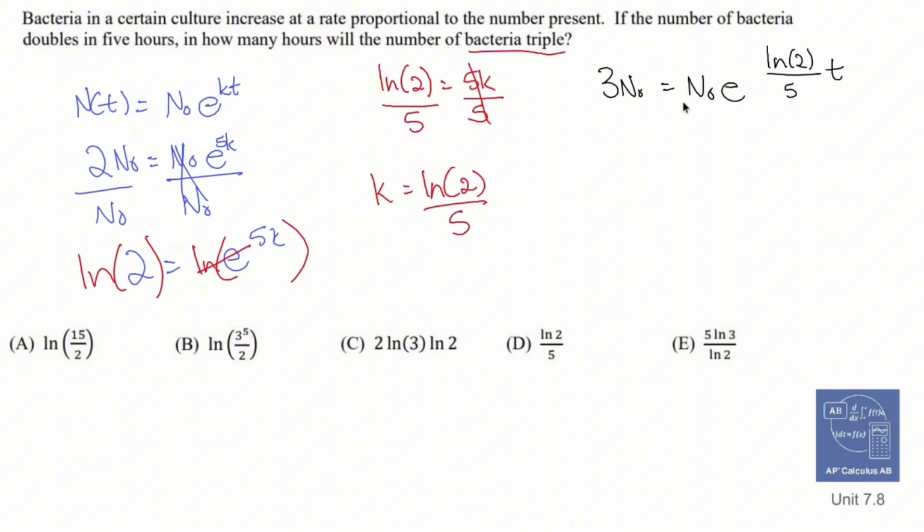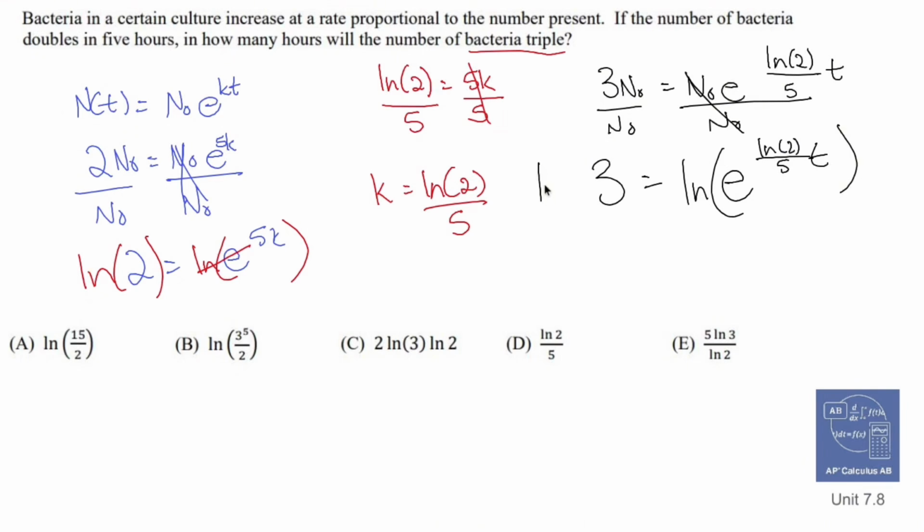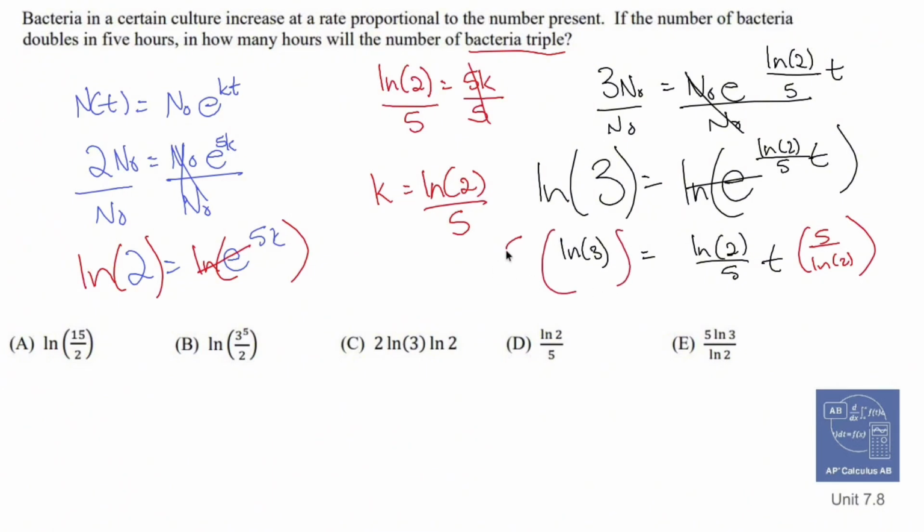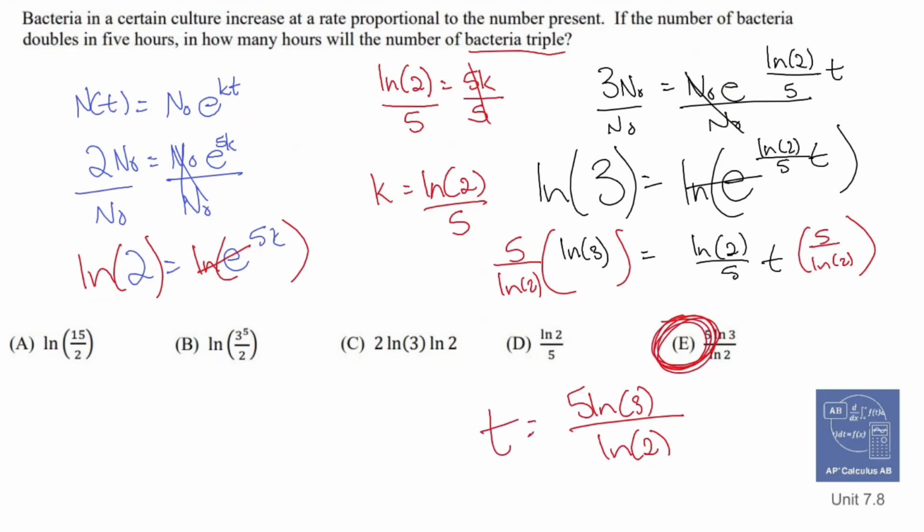So what I'm going to do is the same thing. I'm going to divide both sides by N sub 0. That crosses out. 3 is equal to e to the ln of 2 over 5 times t. If I ln both sides, that crosses out, and I am left with ln of 3 equals ln of 2 divided by 5 times t. In order to get t all by itself, let's multiply both sides by the reciprocal, 5 over ln of 2. And you end up with 5 ln of 3 over ln of 2. Wild stuff. Wacky, wild, terrible stuff.